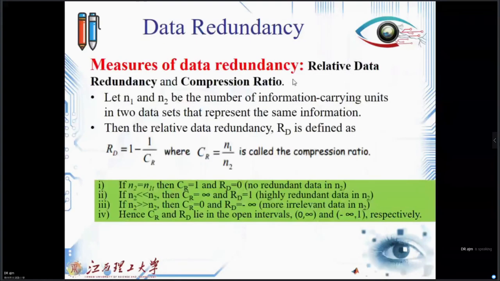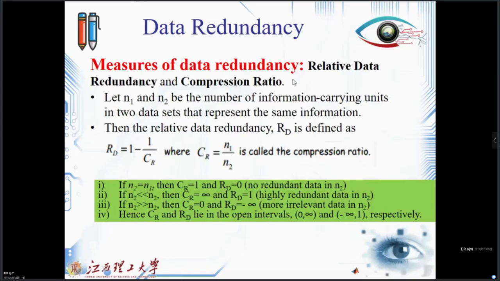Now, how we can calculate this redundancy is the next part that today we will talk about. You know that the measure of data redundancy, or relative data redundancy, and the compression ratio are important. As we talked, let N1 and N2 be the number of information carrying units in two data sets that represent the same information. Then the relative redundancy that we show with RD is 1 minus 1 divided by CR. And CR we know is the ratio between N1 and N2.